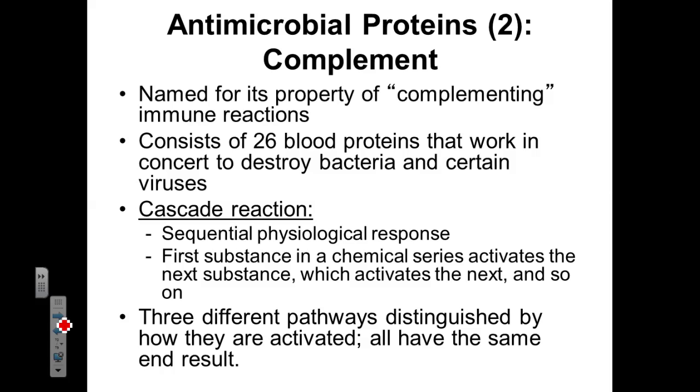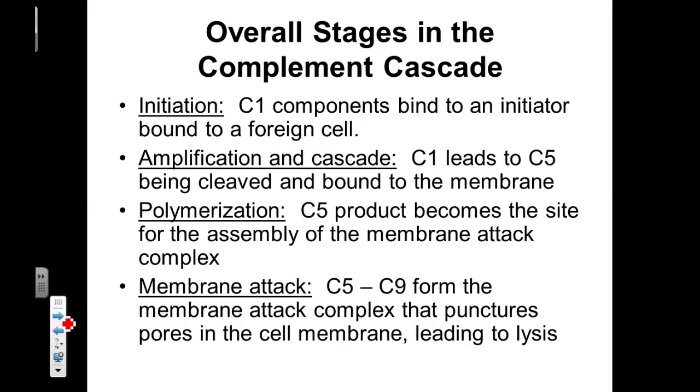But regardless of the pathway we use, they all are going to end up with the same response at the end. So to initiate, we're going to have our first complement protein bind to a foreign cell. This first complement protein is called C1. After our first complement protein binds, it's going to cause adjacent complement proteins to be chopped up and bind to the cell membrane of our bacterium that's infecting our body.